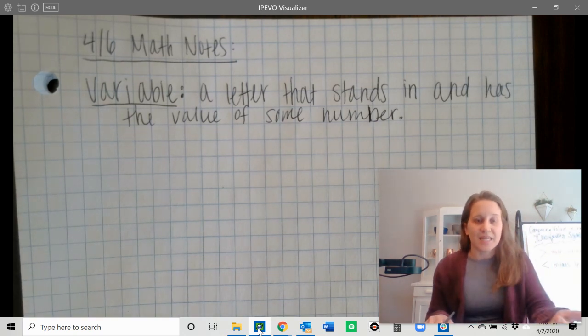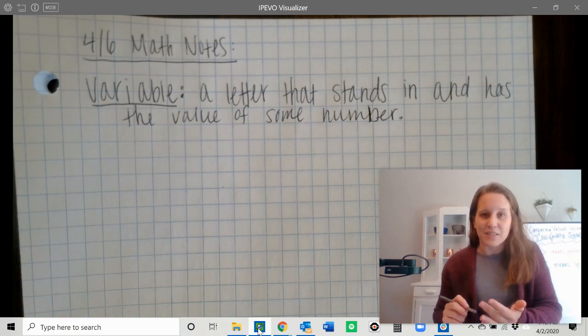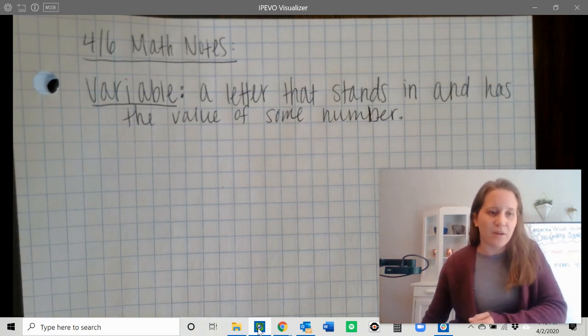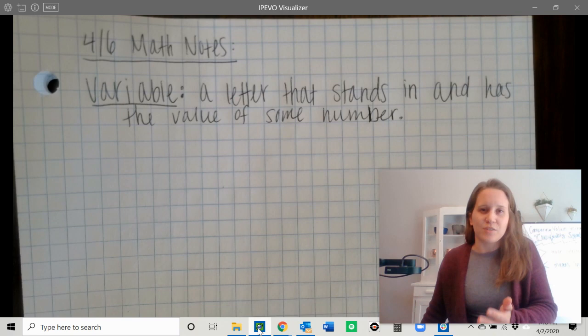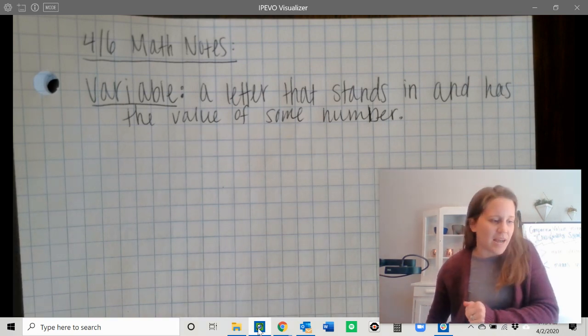So we see variables in expressions, we see variables in equations. When we do that, we typically want to solve for the value of the variable. But when we're talking about expressions, we're not necessarily looking for the value of the variable unless we're explicitly asked to evaluate.